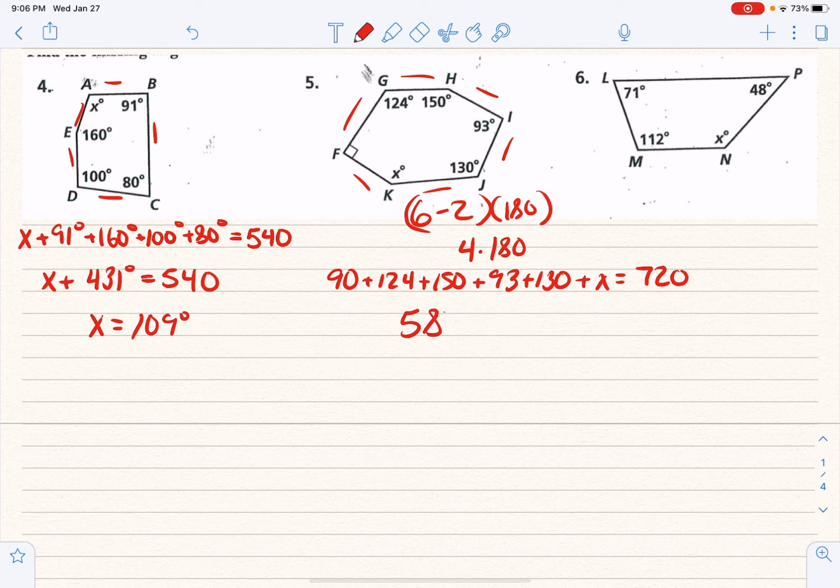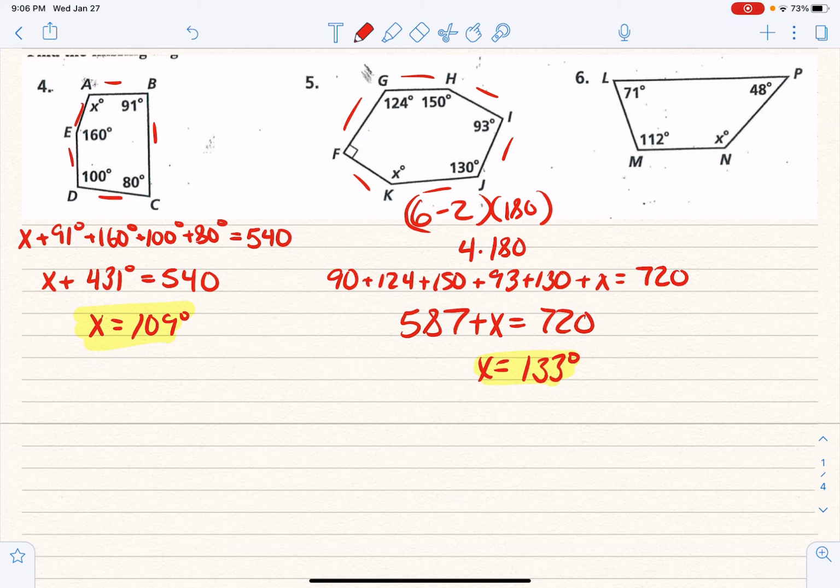So 587 plus x equals 720. Subtract the 587 from both sides, and you get 133. And that's what x has to be. It's 133. And so I realize that at this point you've handed in your paper. You might not exactly remember what you have, but I'm guessing you will be able to track along with this and go, okay, I think that's how I did it or not.